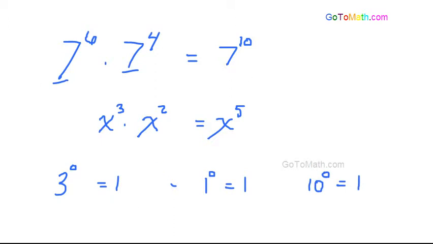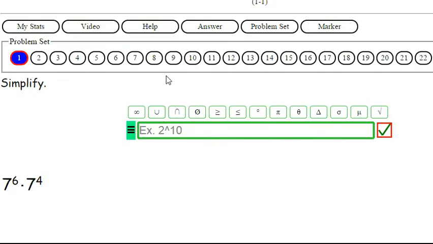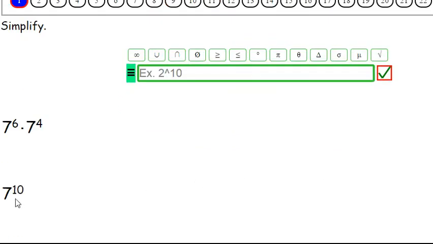Alright, so we kind of went over more than usual. So 7 to the 10th, let's go back. Let's click on the answer there. And we got 7 to the 10th power. Alright, so that takes care of that.